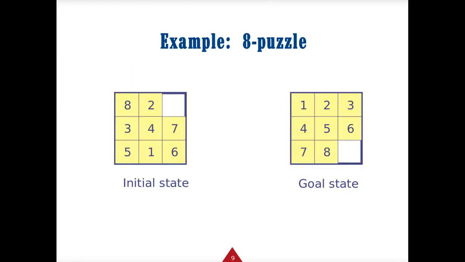So the initial example I'm going to give is an initial state of this eight puzzle. You want to get the numbers in order. The initial state, on the left here, is the numbers out of order.